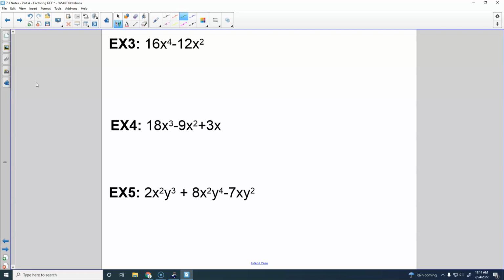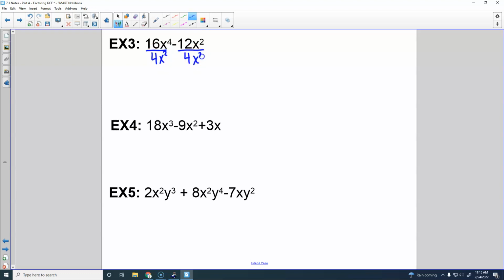So, Caroline, for 16x to the 4th and 12x squared, what would our greatest common factor be? Okay, can we divide both numbers by 16? No, can't divide 12 by 16. What's the biggest number I could divide both of those by evenly? What do you think, Wade? 4. Yeah, 4. So 4 is the biggest number I can divide by. And then, what will go with it, Owen? An x to the second.